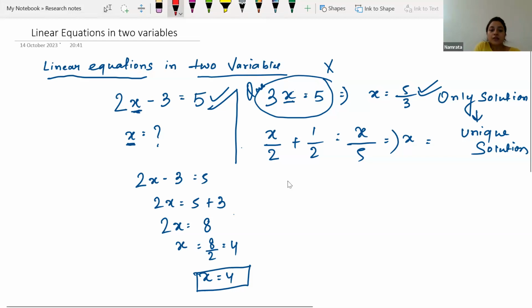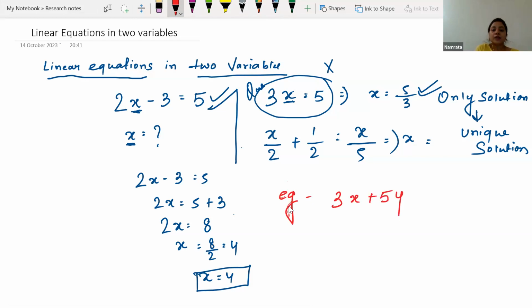So we can have a linear equation in two variables, for example, 3x plus 5y is equal to 20. This is one example of a linear equation in two variables. Two different kinds of variables. Can you see over here? x and y. That's why the name is linear equation in two variables.